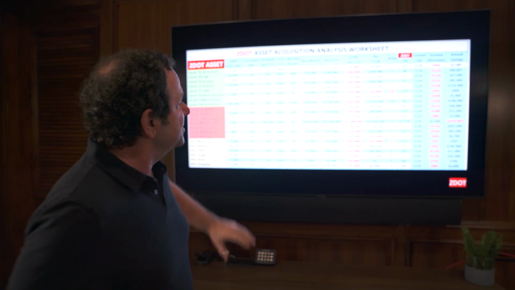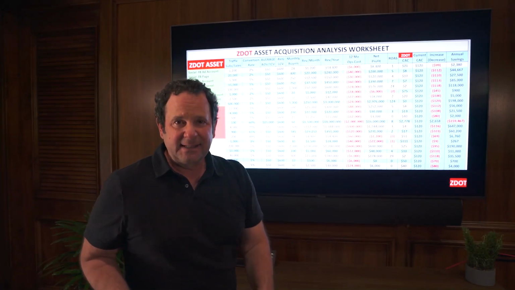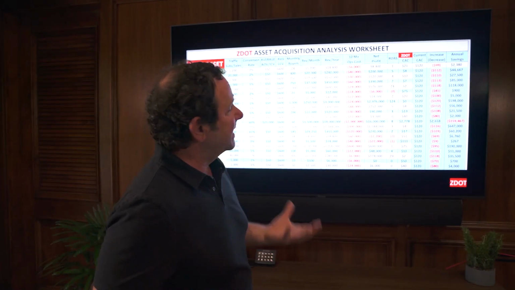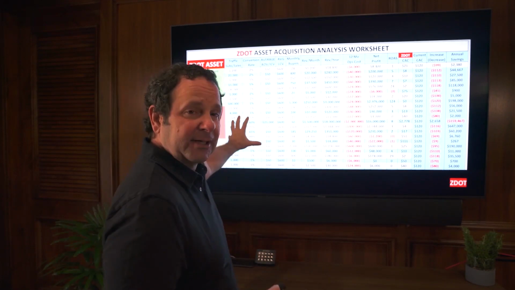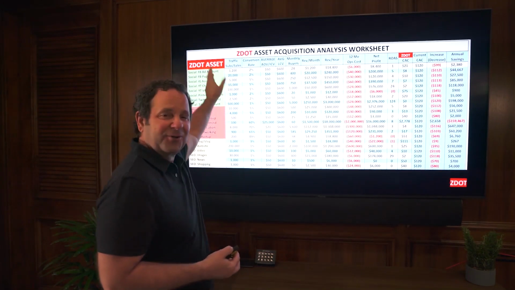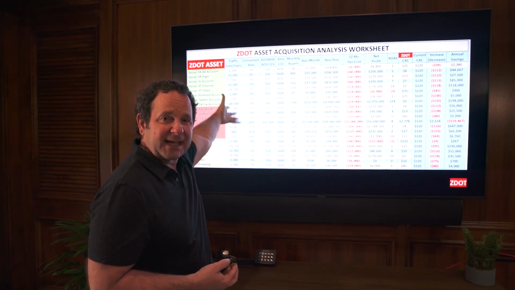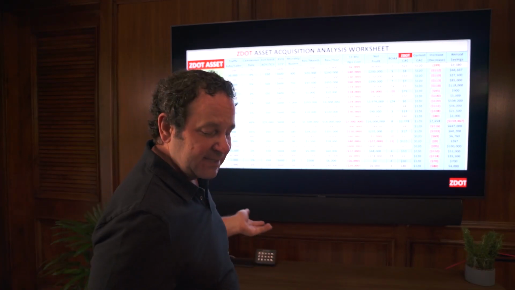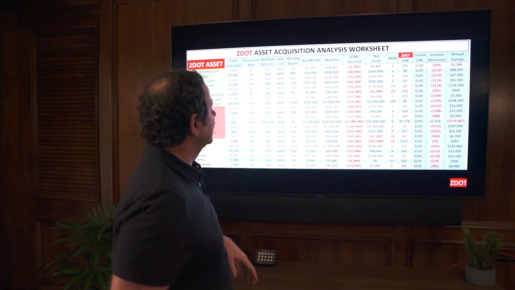$44,667 a year. So you'll just run this analysis using the Zdot asset acquisition analysis worksheet here for each of the categories and types and specific assets that you're thinking of acquiring. Okay, so that's the first bit of analysis that we're going to do.